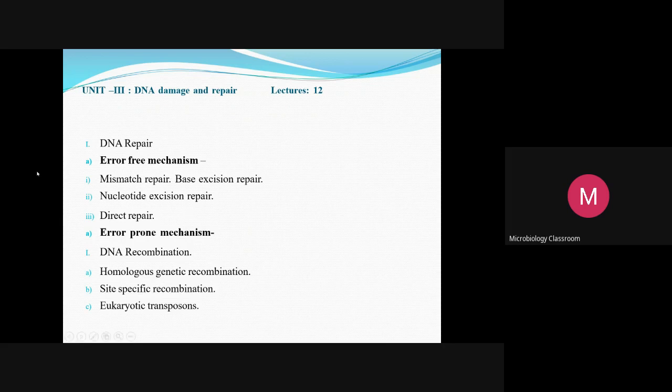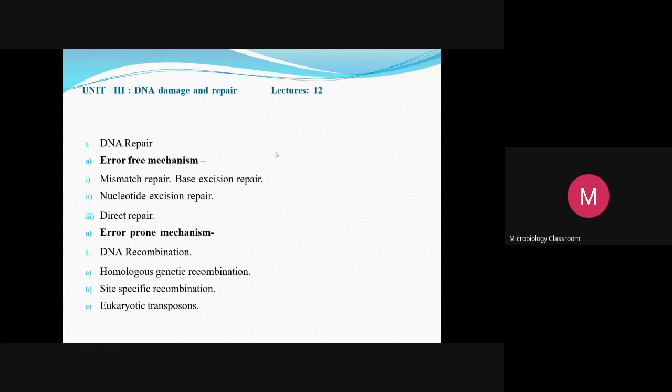So here are some of the repair mechanisms, in which the correction of the damage is there without breaking the bond between the damage or thymine dimer. And in some cases there is a breaking of the bond. So those two types need to be explained in error free mechanism: mismatch repair, base excision repair.